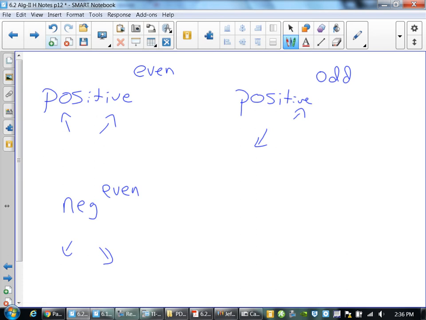Negative, odd. So I kind of understand what's going on, I just don't get how you know it's a down up or down down and stuff like that. It's a generic rule. Anytime you have it in descending order, if your first term is positive and it's got an odd exponent, no matter what, the very ends of the graph, one's going to be pointing down, the other one's going to be pointing up.